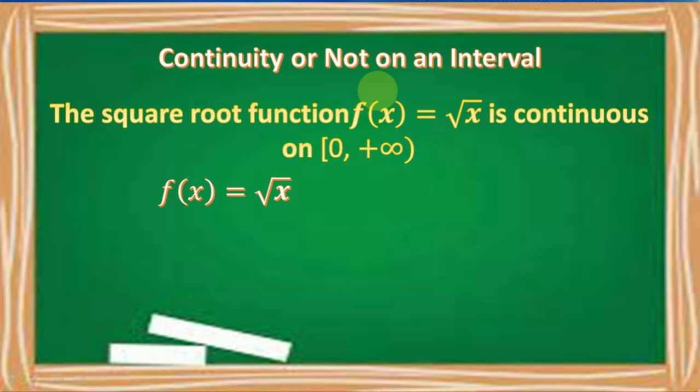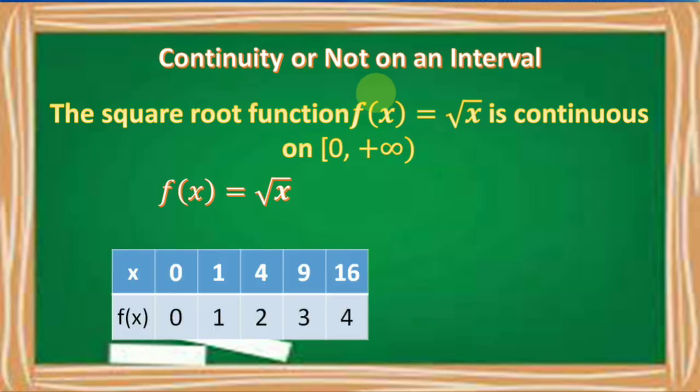It says here that the square root function f of x equals the square root of x is continuous on the interval 0 to positive infinity. Let's have the table of values. If x is 0, then f of x is 0 because the square root of 0 is 0.